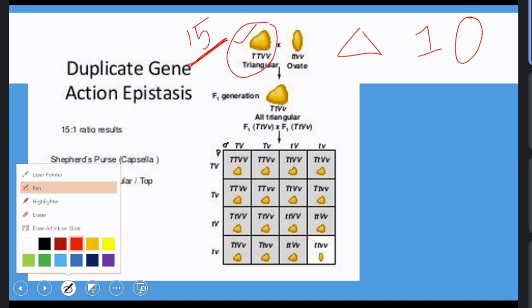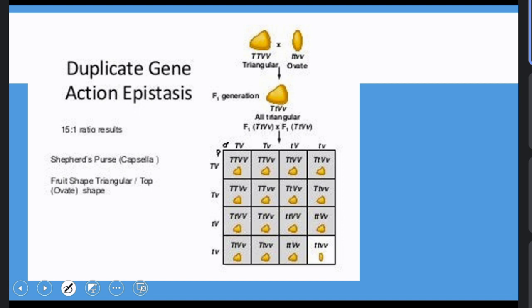And this is explained by the scientists in this way. They say that it is again due to the interaction between two pairs of non-allelic dominant genes. Because it is a dihybrid cross, obviously we require two pairs of genes. And here also these are two pairs of dominant genes which duplicate their action, so we can represent them as T and V.